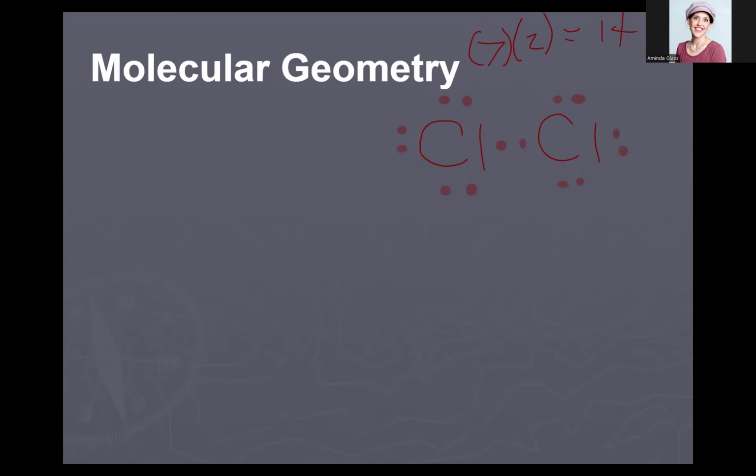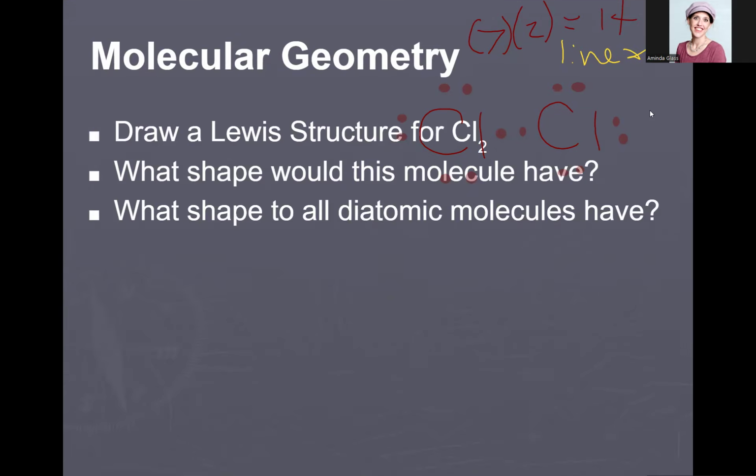Based off the geometry, if I were asked what geometry this is, I know that it's a linear geometry because I only have 2 elements. There's no other shape that it can make. If we were to do all of our diatomic molecules and determine their shapes, what shape do all diatomic molecules have? They all have a linear shape because it's only 2 elements.